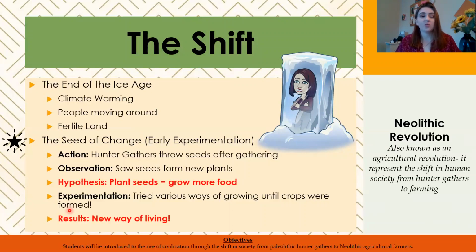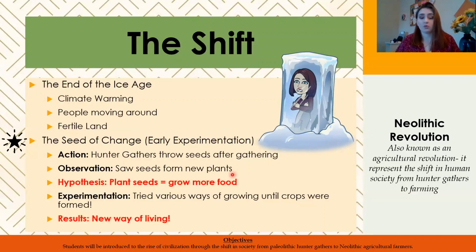So how exactly did we get into farming in the first place? Well, you have early experimentation. So what would happen is the hunter-gatherer would throw seeds after gathering. So they would have seeds or nuts that they would eat, and then they would throw the excess onto the ground. And they would come back later and find that those seeds they threw would grow into new plants. And so they developed a hypothesis. If they plant the seeds, they could grow more food. And so they would begin to gather seeds and plant it.